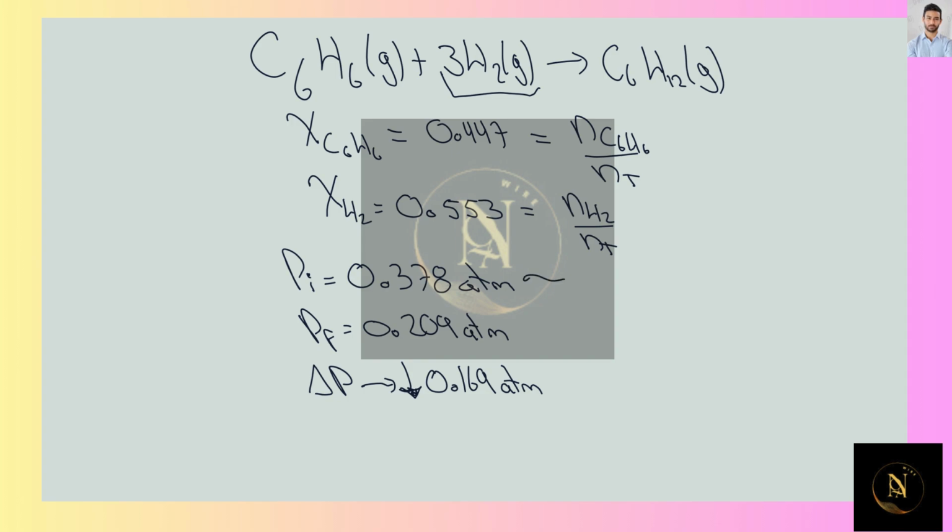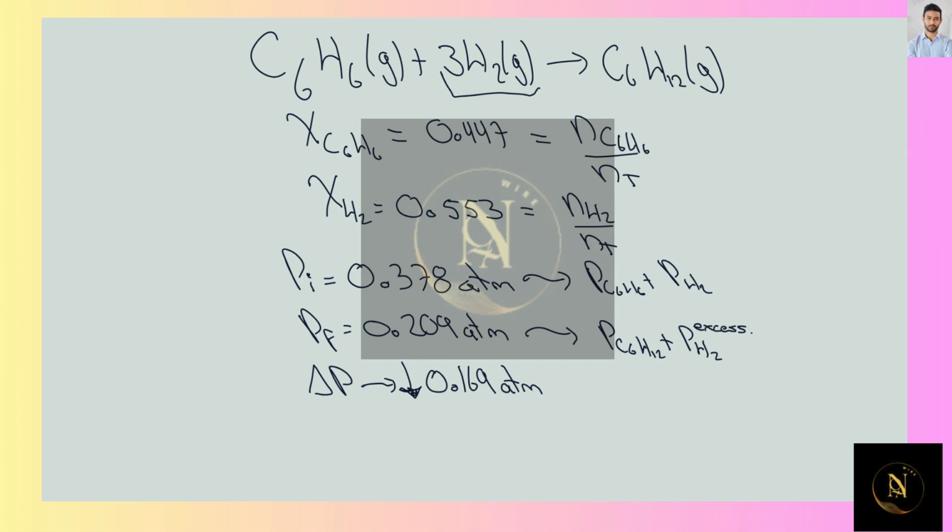Initial pressure is the pressure of benzene plus the pressure of hydrogen that we have. And the final pressure is going to be equal to the pressure of C6H12, cyclohexane, plus the pressure of hydrogen that did not react. So the one that was in excess.